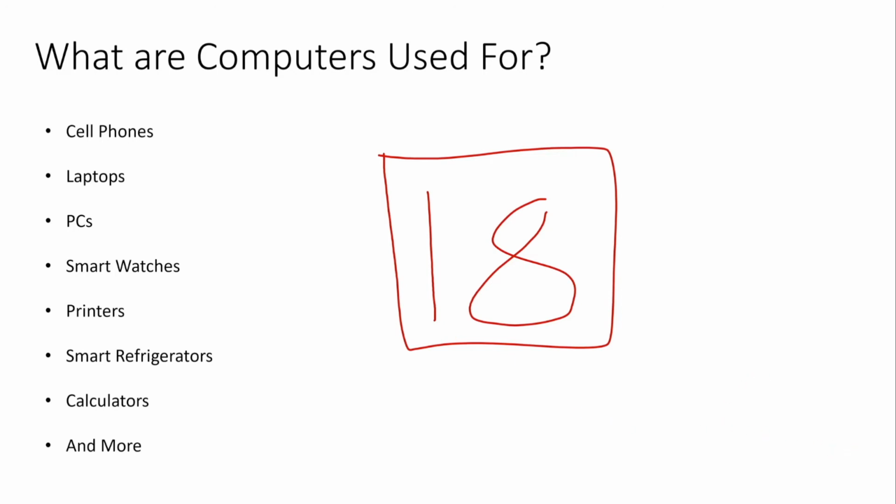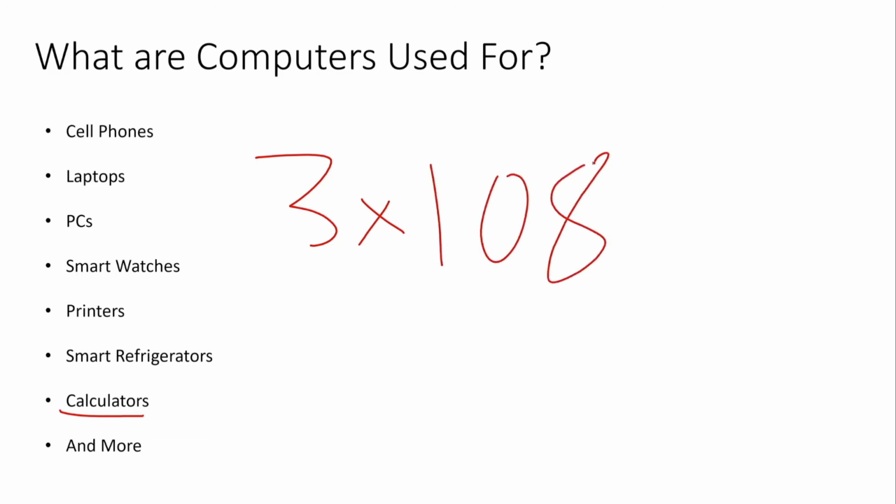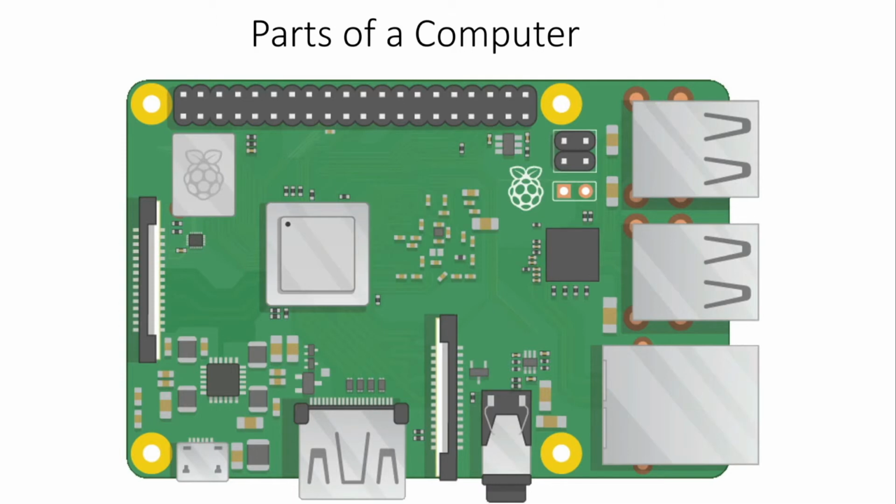Now, we have computers in calculators as well. These are used to help you do complex math. In that little computer, you can do all sorts of crazy math problems, like 3 times 188 plus 2. And it will do this in a split second. So, all of these are computers.